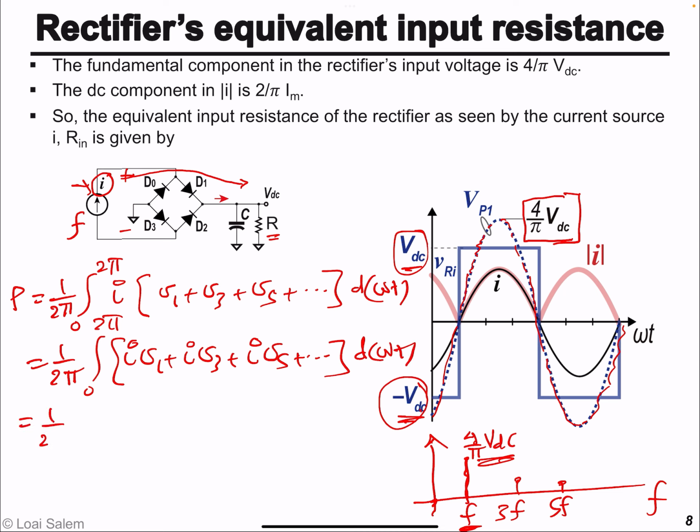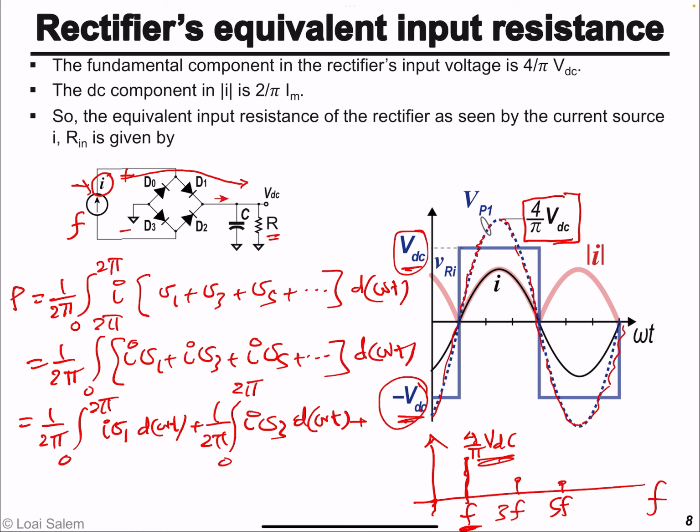And then we have 1 over 2 pi, integration from 0 to 2 pi, I times V1 d omega t, plus 1 over 2 pi, I times V3, and so on, right? We'll find that for the integration of two frequency components, this one at the fundamental while this one is at the third, essentially they are orthogonal, so their average value is going to be 0. The same thing for the fifth, seventh, and so on. The only component that will survive the average integration is just the fundamental component.